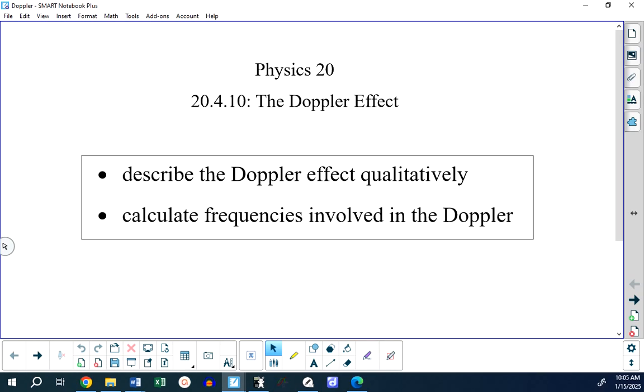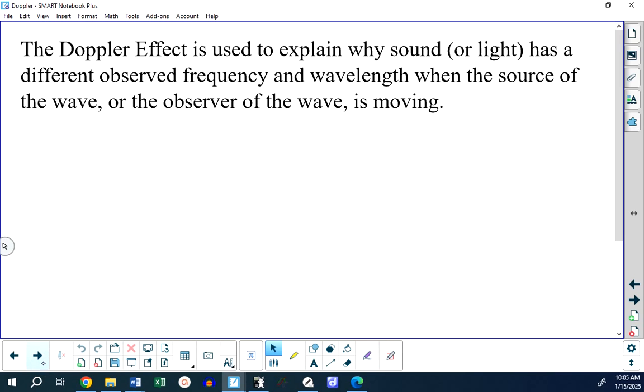We're going to be looking at the Doppler effect today, and there's two aspects to it. We're going to be looking at a qualitative understanding of the Doppler effect and then a formula. And I firmly believe that you cannot be really good at calculating unless you understand what's going on. Okay? In other words, we have to talk about the qualitative thing first before we talk about the quantitative thing.